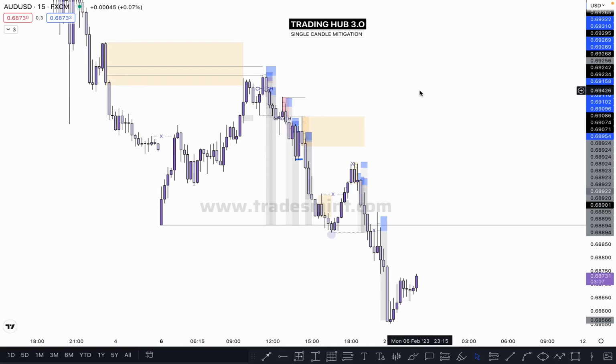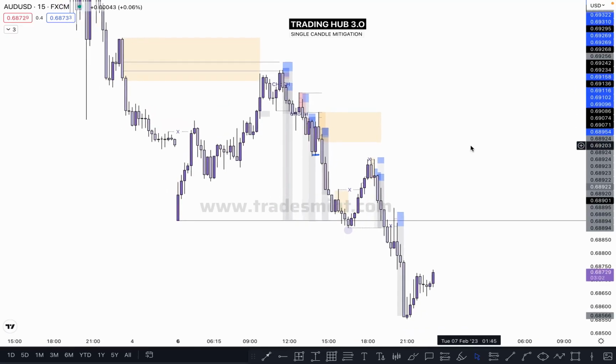And always remember one more thing, price must take out the previous candle high or low, and then wait for candle closure. Then on the next candle open, switch to a lower time frame, refine a 1-minute order block, and then take the entry, buy or sell, right?